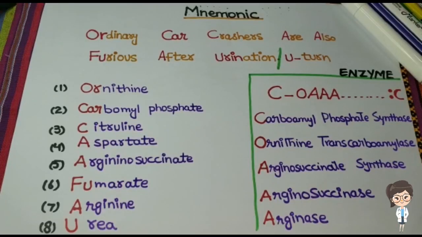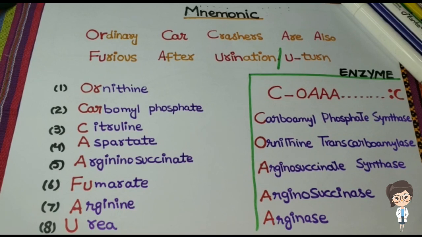Now we will see how the steps of the urea cycle take place, but first of all, let's make a mnemonic for all these steps to remember them easily. First you need to remember the intermediates of the urea cycle, and we form one sentence like in all our previous videos. The sentence is: Ordinary car crashers are also furious after urination, or U-turn. You can choose the word urination or U-turn as you find easy. So we can see that the red colored letters are the intermediates of the urea cycle.